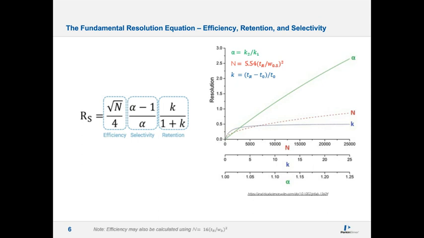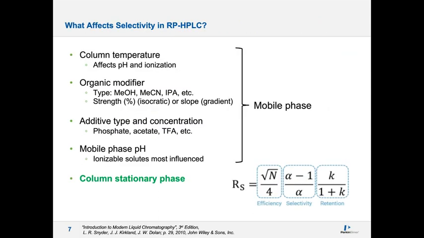So I mentioned previously that selectivity can be influenced by the mobile phase and the stationary phase. There are many factors for the mobile phase which can affect selectivity, including the mobile phase pH and the additive type and concentration, for example. These types of operational variables can contribute to more error because they're cumulative, so it is desirable to keep the mobile phase as simple as possible so that methods are easier to reproduce between labs.